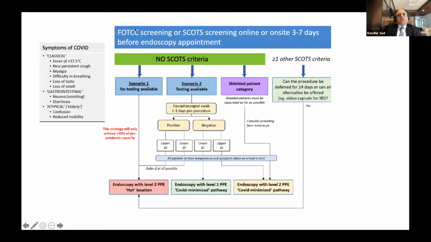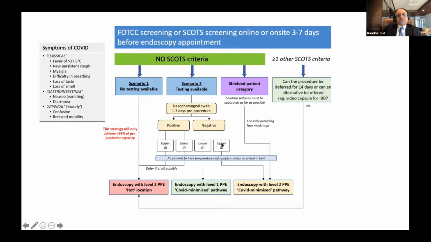So you do SCOTS screening by questionnaire 3 to 7 days before the endoscopy appointment. If there are no SCOTS criteria, one scenario is that the center does not have facility for RT-PCR, and then you will go through the hot pathway and do it with level 2 PPE. Scenario 2 is that there are no SCOTS criteria and the test is negative, and then you have lower GI, you can use level 1 PPE.